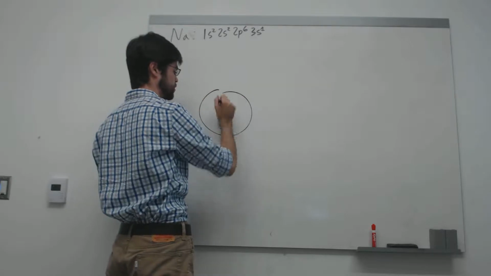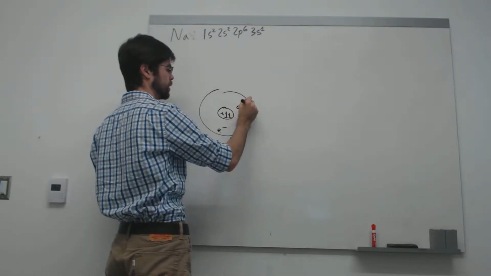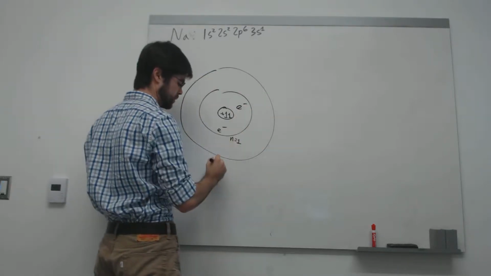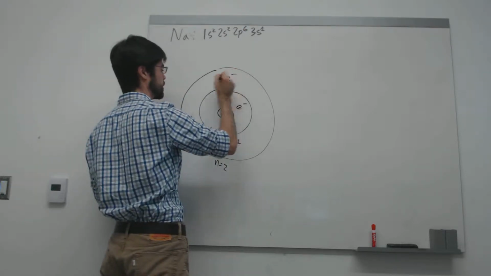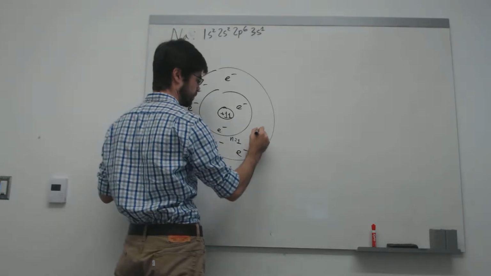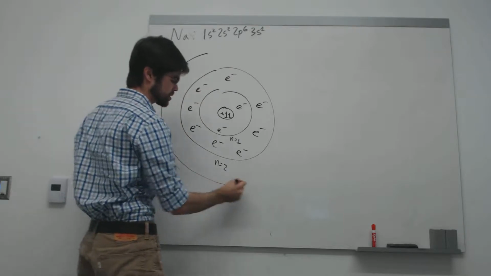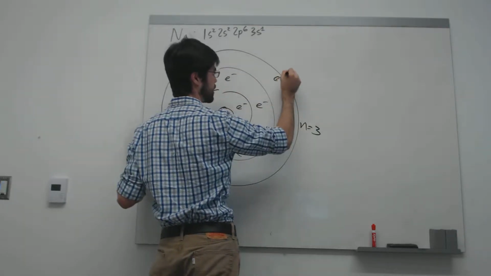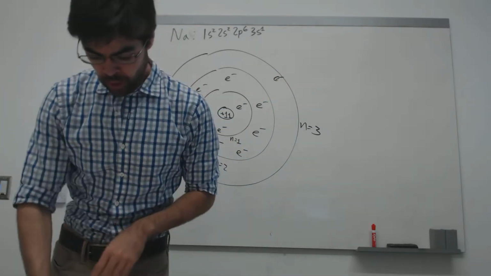If I was going to draw a rough sketch of how the electrons are organized in this atom, I would have my first shell, my n equals 1 shell, and there should be 2 electrons in there. Then there's my second shell, which has 8 electrons in it. And then my outermost valence shell, my n equals 3 shell, has just 1 electron in it.